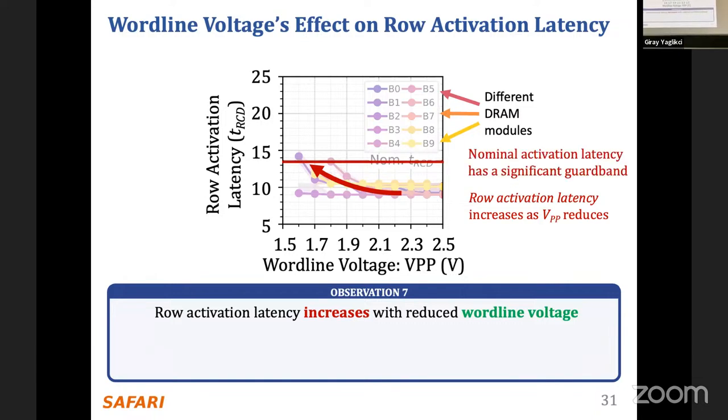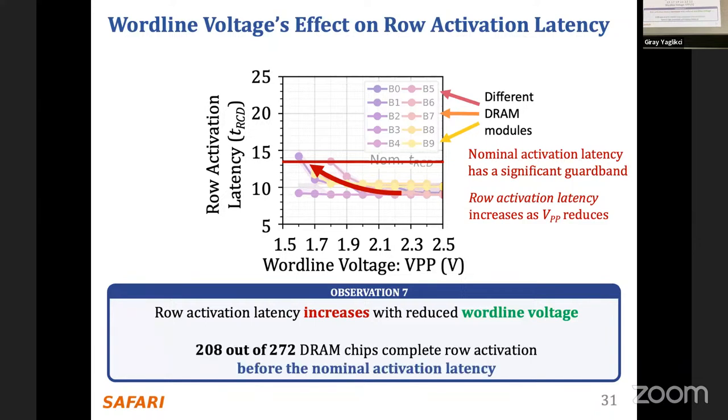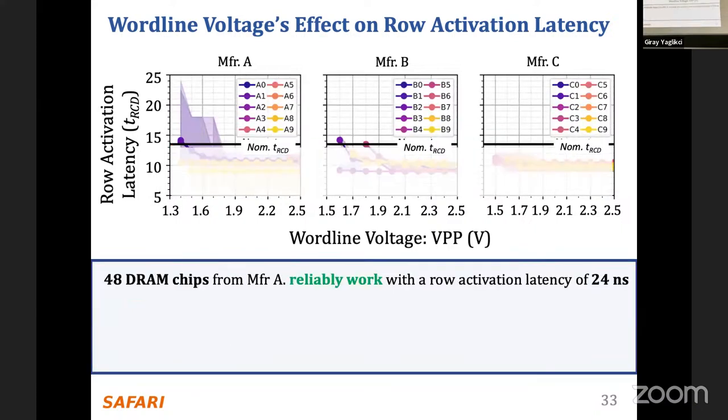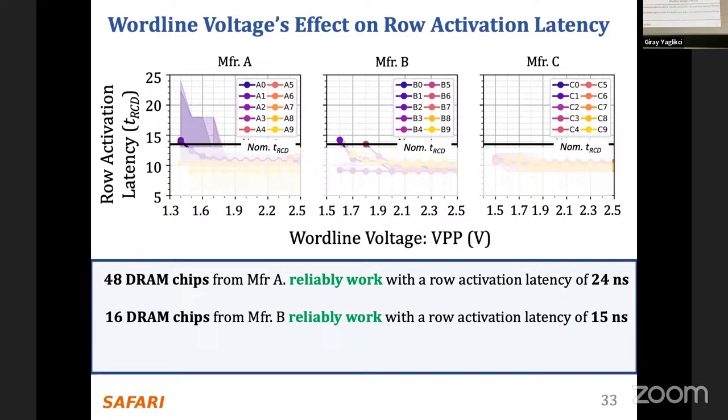But when you look at the data sheets of the DRAM chips, they recommend you to use a number like 13.5 nanoseconds for this tRCD parameter. So this is the nominal latency, or timing constraint. When you operate with this value, whatever is under this level just works fine. So that's why most of our DRAM chips complete row activation before the nominal activation latency. And this is a general trend across modules from different manufacturers as well.